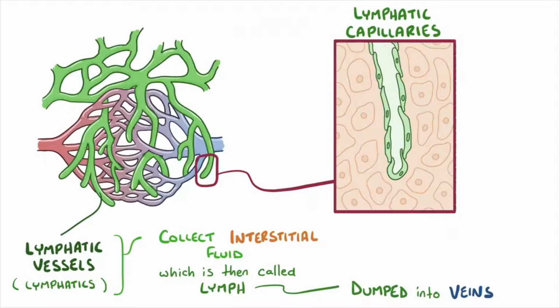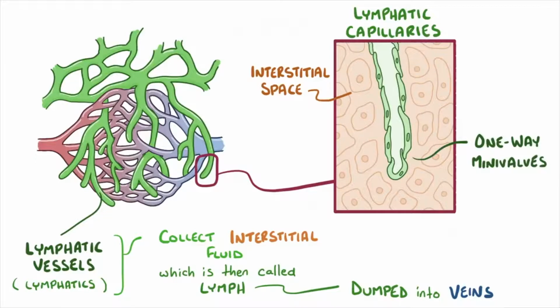Lymphatic capillaries are the smallest lymphatic vessels, and they're located throughout the interstitial space. Lymphatic capillaries are extremely permeable because their walls are made of endothelial cells that only loosely overlap, forming one-way mini-valves. These endothelial cells are anchored to structures in the interstitial space by collagen filaments, which allows the lymphatic capillaries to stay flexible but retain their overall shape.